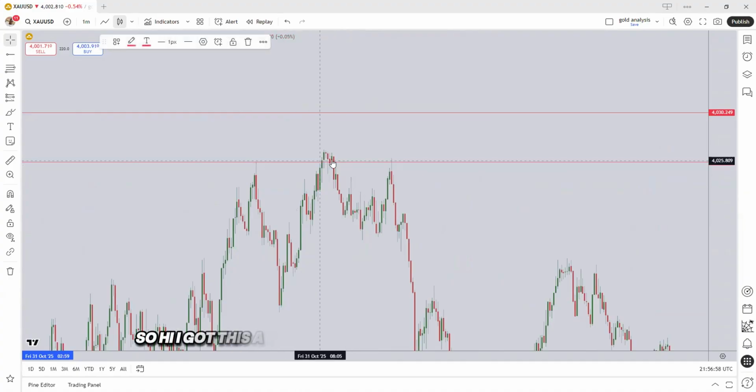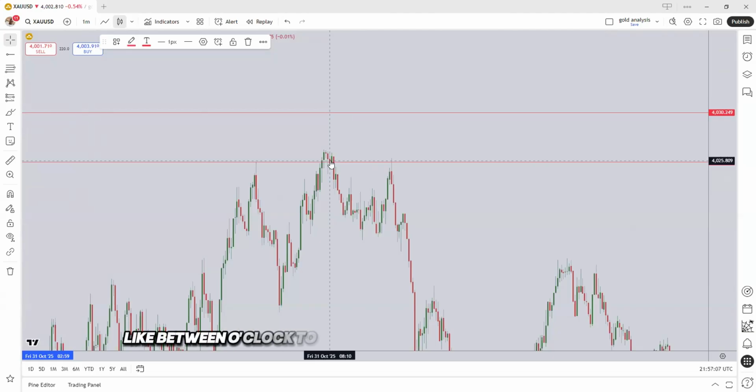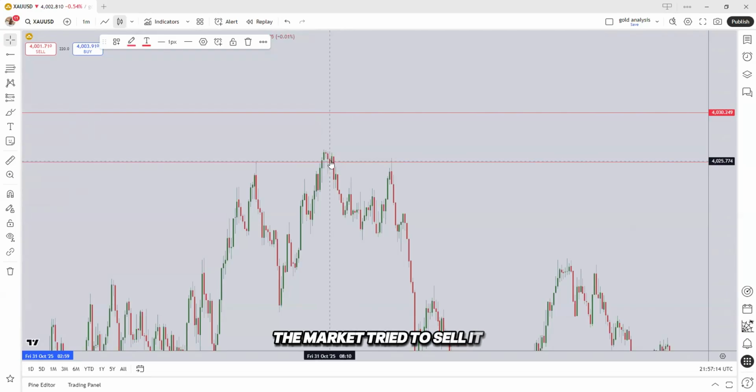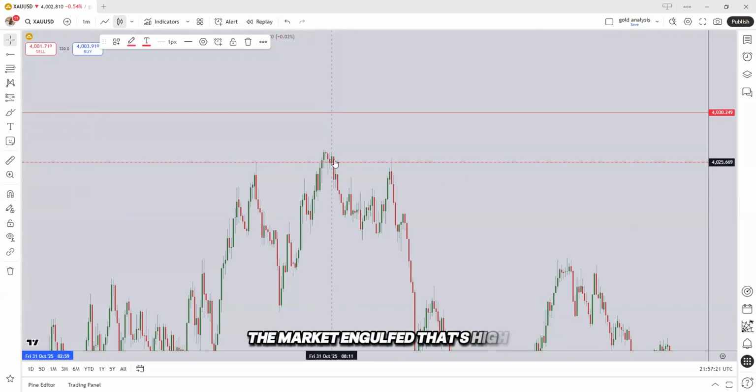So I call this engulfing, and you can see, like I always say, always make sure the time is before 20 minutes, like between o'clock to 20 minutes of every 1 hour candle. So the market tried to sell, it was selling, and you can see the time, that's 8:11, and it's 12. The market engulfed that high.